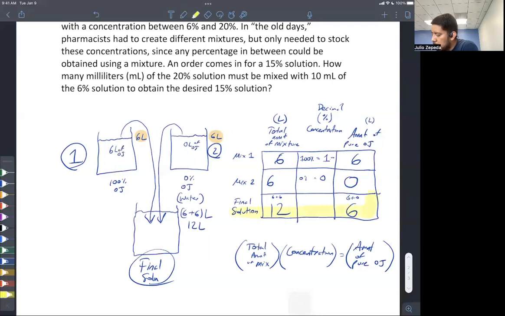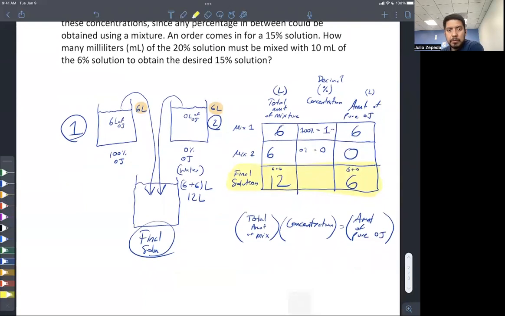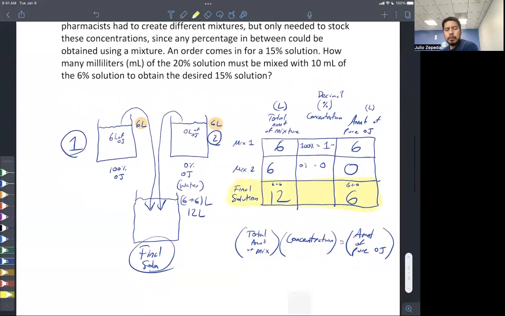Okay, so I'm going to focus here for a moment. In the final solution, we have 12 liters of liquid, and 6 of those liters are pure orange juice. So what is the concentration of that new liquid? It's no longer 100% orange juice or 0% orange juice. It's going to be somewhere in between, right? Because there's 12 liters of mixture, but it's not 12 liters of orange juice, and it's not 0 liters of orange juice. It's somewhere in between. And so we can actually use this same formula here that I have down below and plug in our numbers.